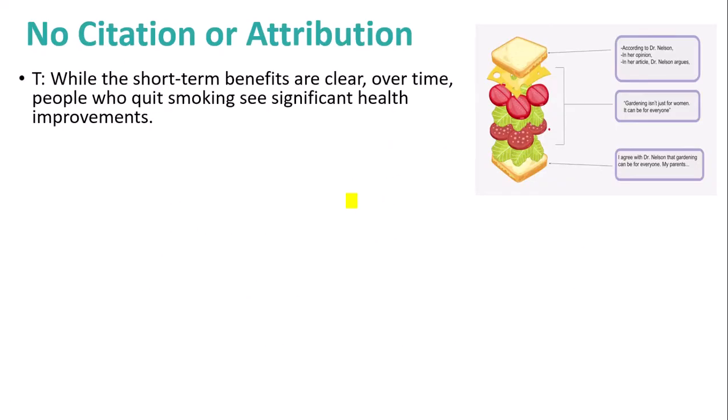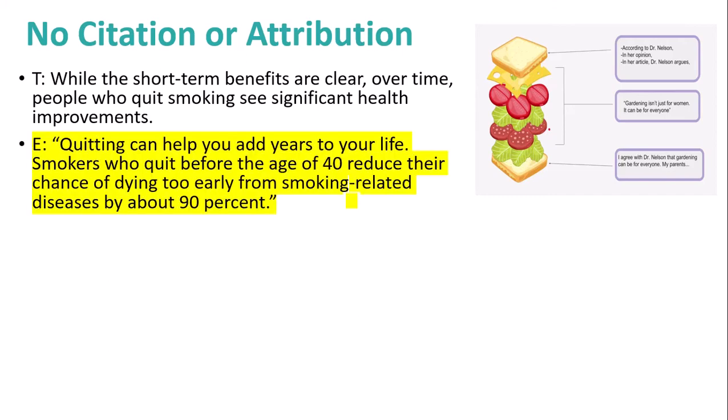All right, so we have the topic sentence. While the short-term benefits are clear, over time, people who quit smoking see significant health improvements. Then we have what is called a dropped quotation. It's just dropped in there with no citation, with no attribution, with nothing to indicate who's talking or why I'm including this. And it's really confusing as a reader.